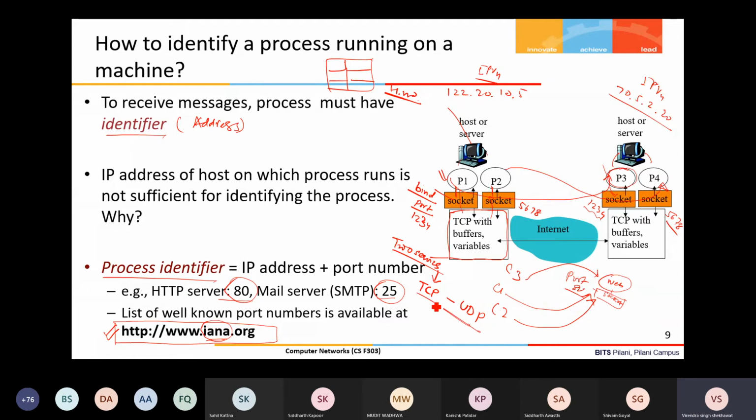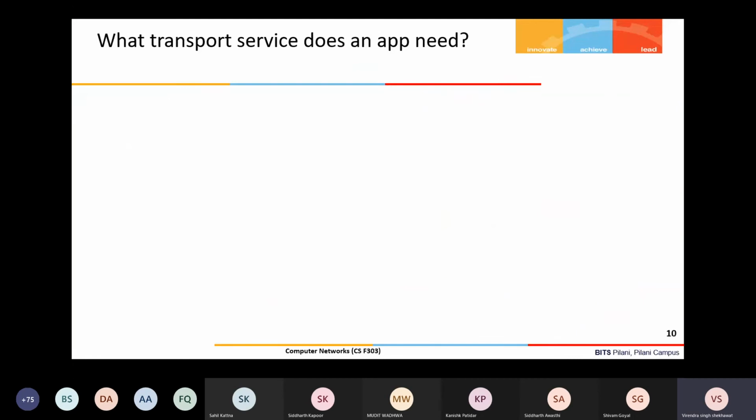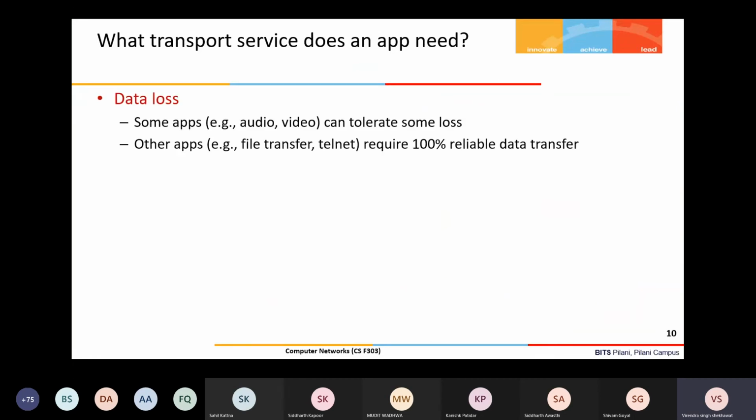Now how will the application decide which service has to be used? Ultimately, that application programmer needs to decide. For that, one parameter is data loss, whether the application is loss tolerant or not. Means can the application afford losing some data packets?